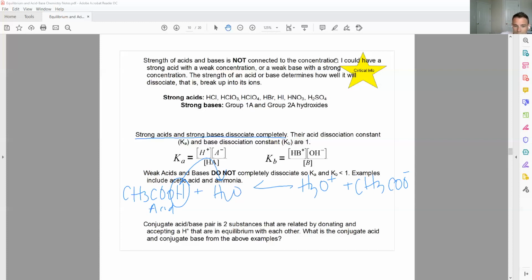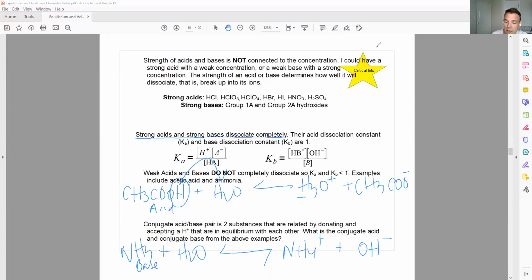I can do ammonia below. So NH3, you add it to water. We all know what water is. Again, since it's weak and doesn't dissociate completely, you're going to have a double-sided arrow. And so the water here, we know that this is going to be the base. And so the water is actually going to give off hydrogen, and I'm going to have the ammonium ion and the hydroxide ion.